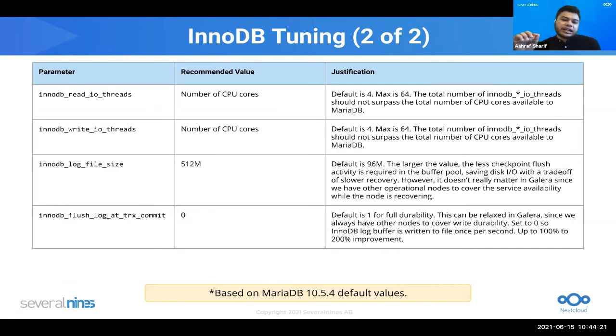However, in Galera, it doesn't really matter, because as long as we have other operational nodes to cover the service while the node is starting up and recovering, right? The last one is innodb_flush_log_at_trx_commit. The default value is 1, which is full durability with a bit of performance impact. Similarly, we can set this variable to 0 or 2 to relax the log flushing, since we have other Galera nodes to cover for write durability. I would recommend setting this to 0, which we should be able to see up to 1x or even 2x write performance improvement.